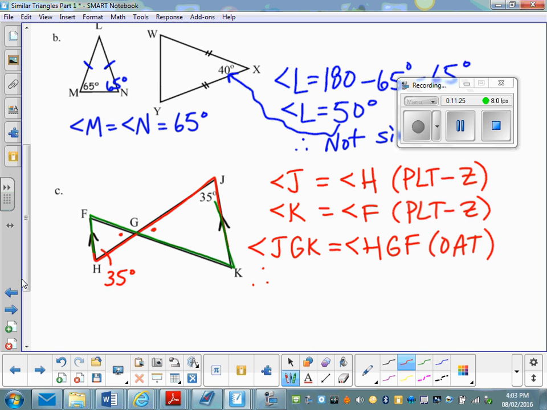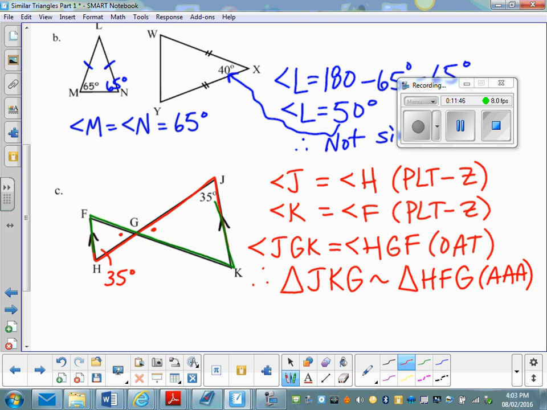So once we know all the angles are equal, we're going to say that triangle JKG is similar to triangle HFG, and it's angle, angle, angle.